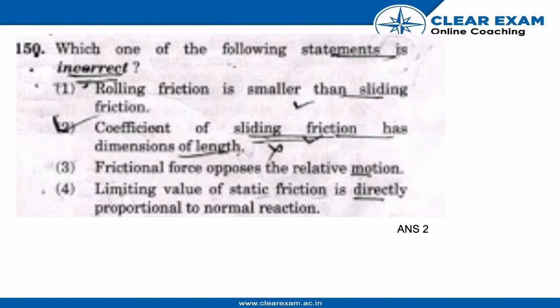Hello, so the next question is, which of the following statements is incorrect? Rolling friction is smaller than sliding friction. Coefficient of sliding friction has dimensions of length. The frictional force opposes the relative motion. Limiting value of static friction is directly proportional to the normal reaction.